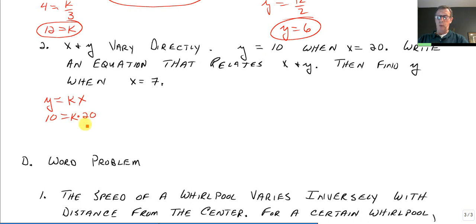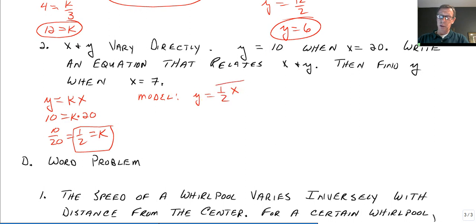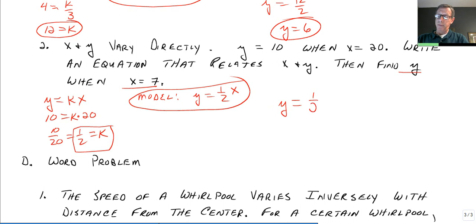So getting the k alone on one side, if I divide both sides by 20, I get 10 all over 20. Of course, that's 1/2, and that would be equal to k. So k is equal to 1/2. So we can write the model. And that's going to be y is equal to 1/2 times x. Now then, using that model, it asks us to find y when the x value is 7. So we have y is equal to 1/2 times 7 for x. So y would be equal to 7/2.